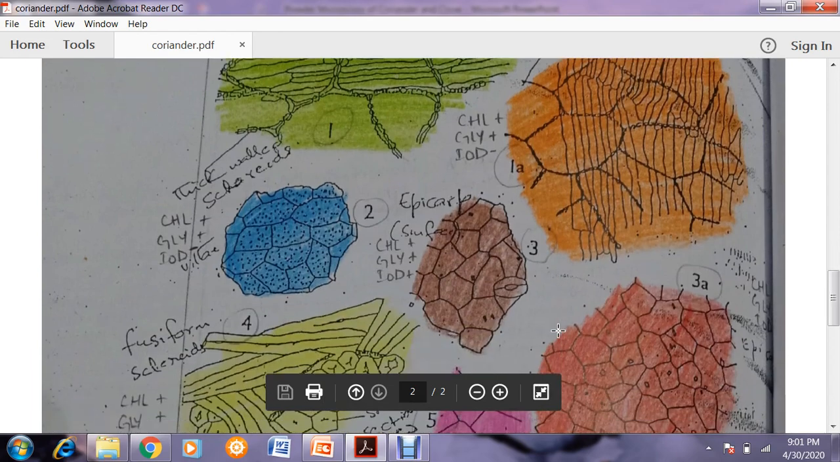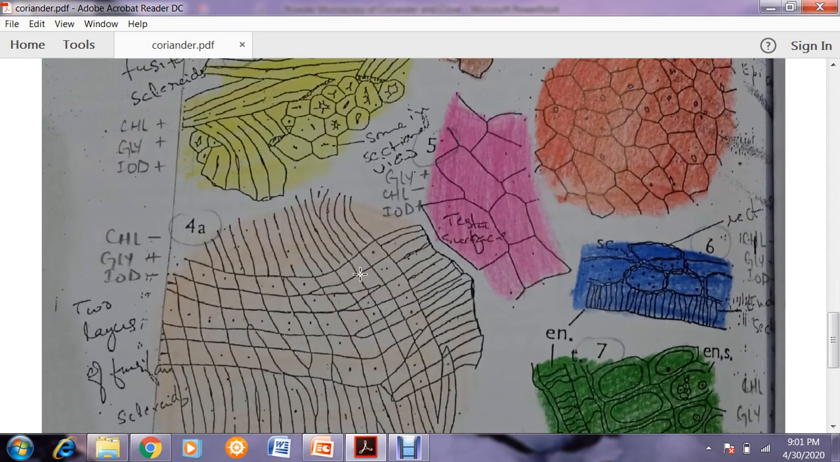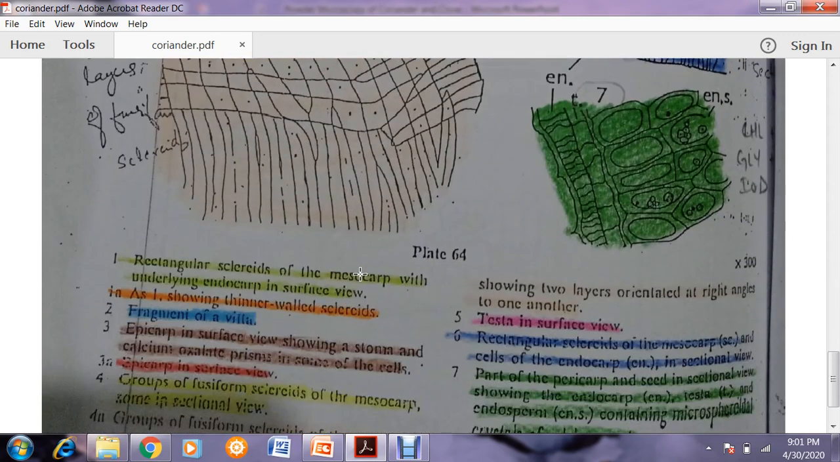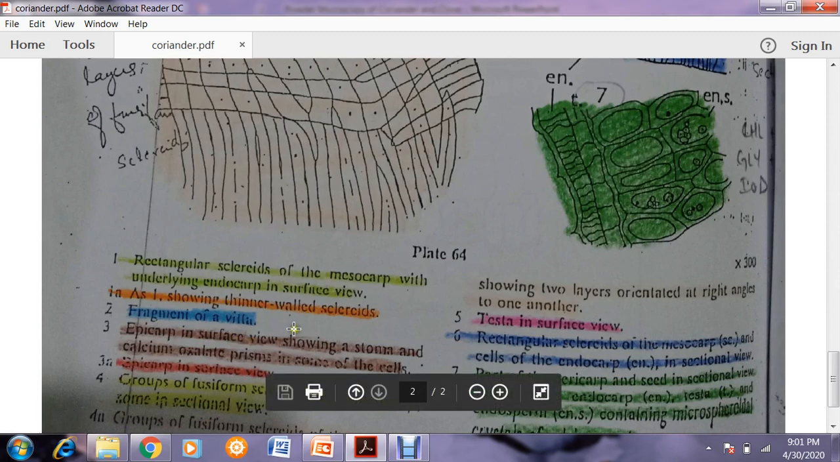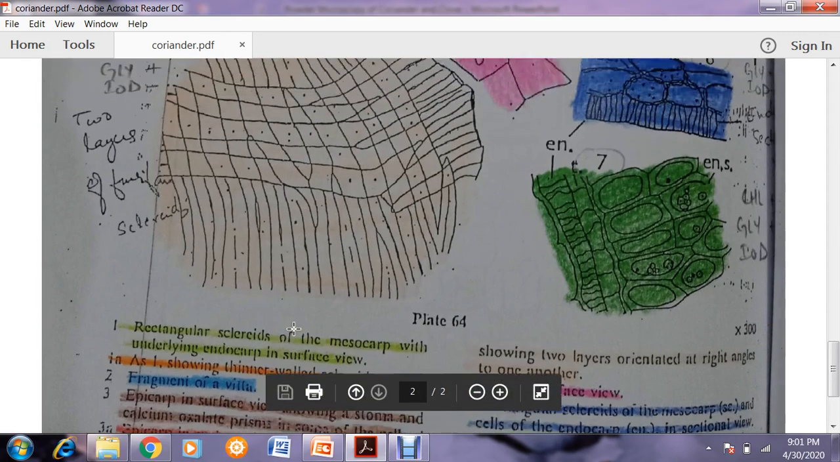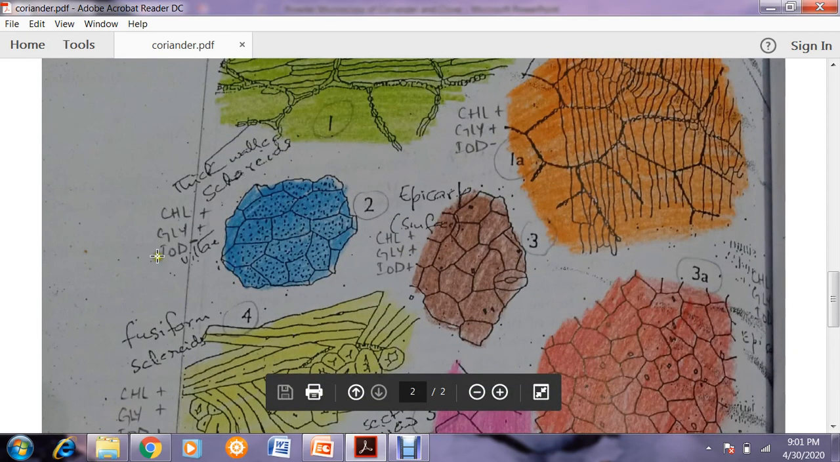Now number 2, this blue fragment. So what is this number 2? Fragment of vitta. This is the fragment of vitta, you can see it. Now this number 3.